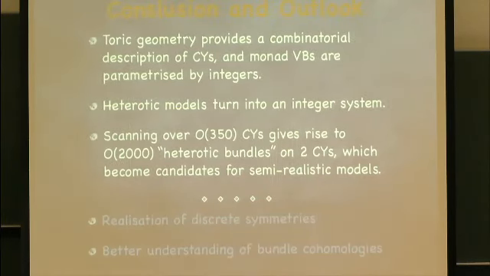So to conclude, we've seen that thanks to the combinatorial nature of toric geometry and monad construction, heterotic model building turned into a constrained integer system. And we have obtained about 2,000 candidate models for semi-realistic heterotic models. Of course, for the details of the models, we need to better understand the geometry, and we are currently trying to figure out some issues with some simpler manifolds. So that's it. Thank you.